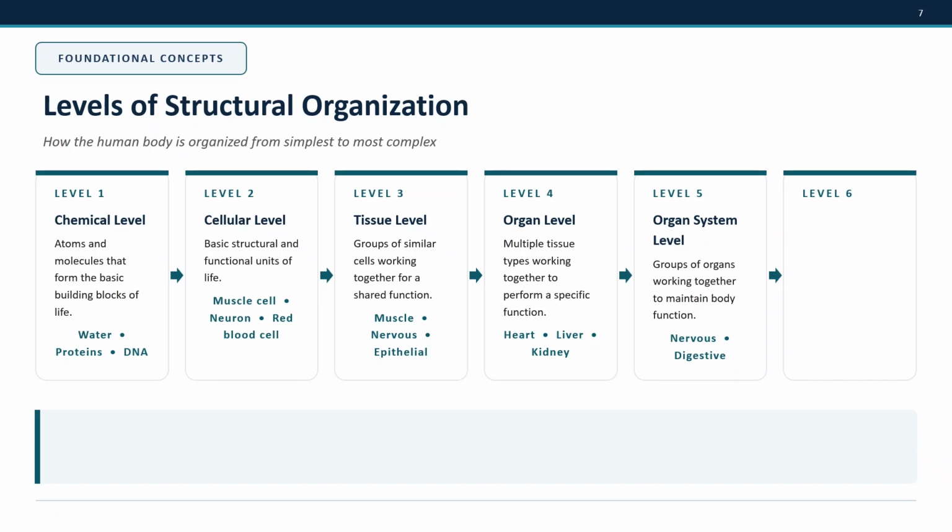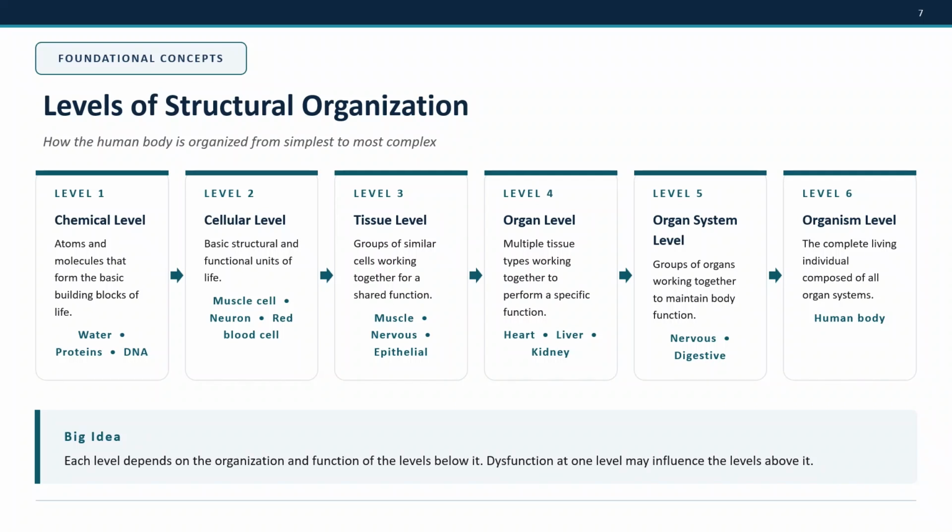We keep getting bigger now. We have the organ system level. These are groups of organs working together to maintain body function. Your nervous system, brain and spinal cord, peripheral nerves. You have your digestive system, right? Your musculoskeletal system, providing locomotion, posture, support, all these things. And at the most complex level, we have the organism level. This is the complete living individual composed of all of its organ systems, which is the human body.